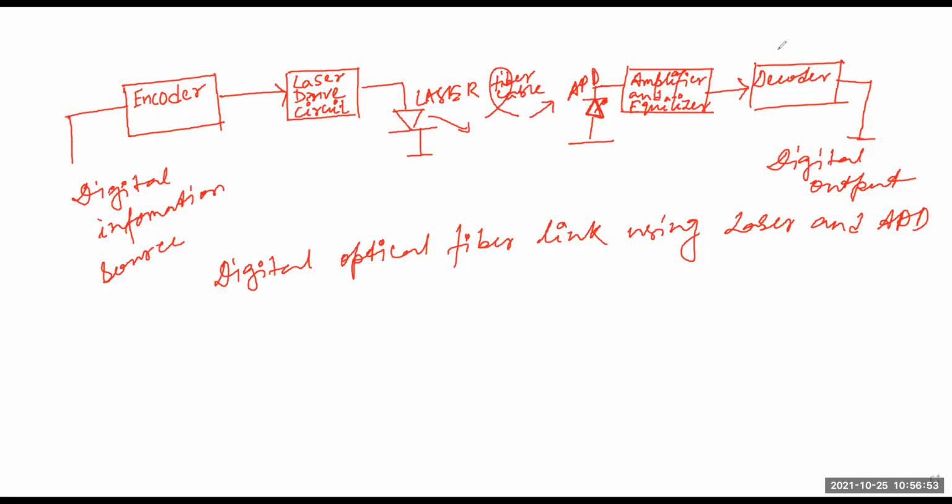Sir, how does the laser drive circuit work? Mainly the laser drive circuit directly modulates the intensity of the semiconductor laser with the encoded digital signal. With the help of the laser drive circuit, the digital optical signal is launched into the optical fiber cable.